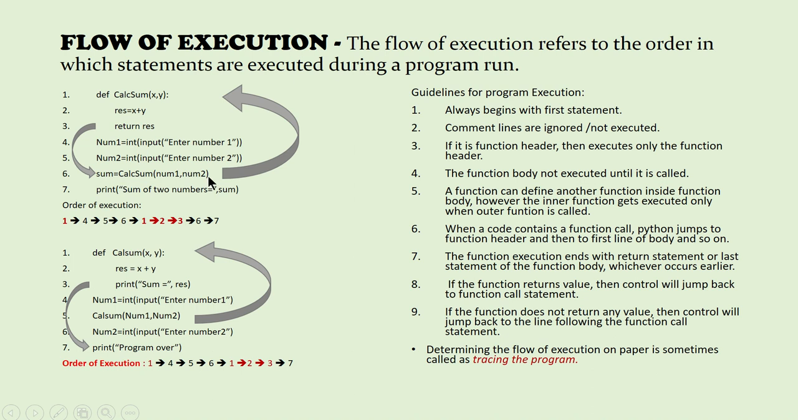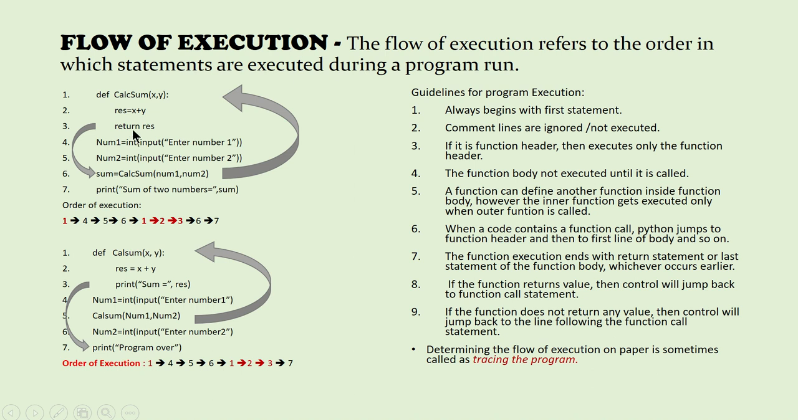So here there is a function call statement. When there is a function call statement, the control will be transferred to the place where the function definition has been written. Okay, so here the function definition starts, so it will come to the first line once again, and then it will execute the body of the function, and then after executing the last statement, it will come back to the place where the function has been called.